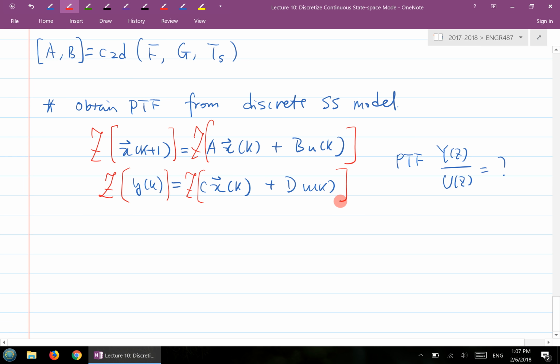Yeah, so that's what we're going to do. We're going to try to take the Z transform. So let's take a look at the first one. Taking the Z transform of this one here. So what would that give us?